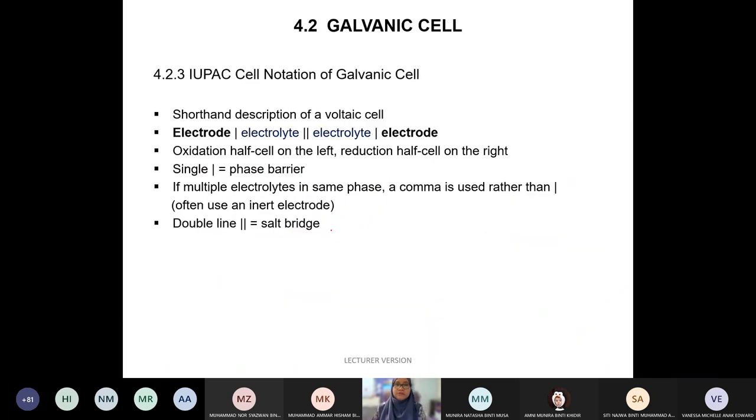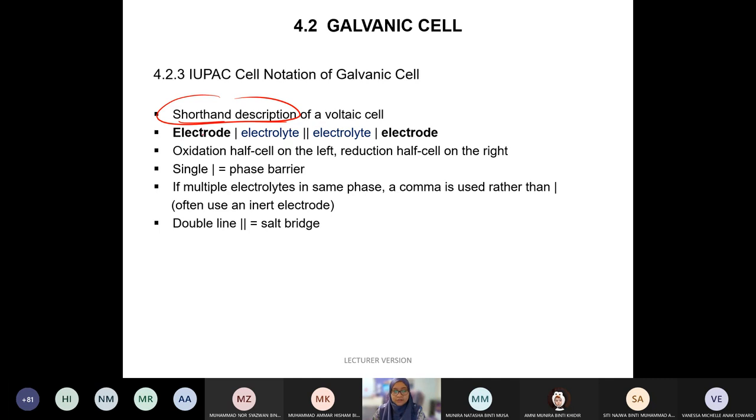So IUPAC cell notation of galvanic cell is a shorthand description of a voltaic cell. Meaning that if we have this cell notation, we will be able to imagine how the galvanic cell looks like. This is the shorthand, meaning a shortcut. When we have this cell notation, we can immediately imagine what the electrodes are, which undergoes oxidation, which undergoes reduction, and then we have the salt bridge, and then the oxidation is from what to what, and the reduction from what to what. That's why it's called a shorthand description.